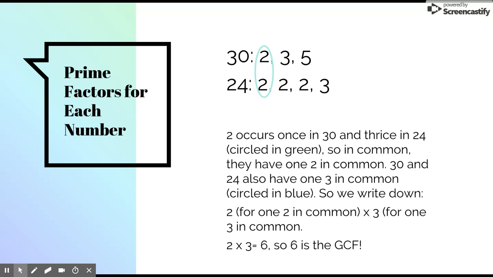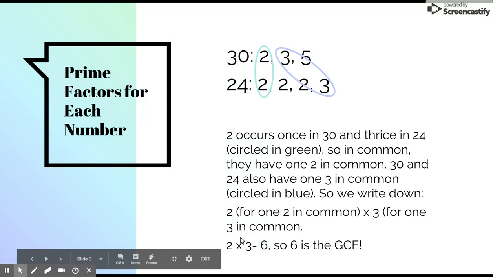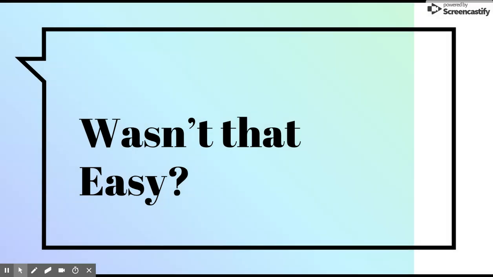So I've circled that. And 30 and 24 also have one 3 in common, which I've circled. So this is what we write down: 2 for the one 2 in common, times 3 for the one 3 in common. And so we do that, and then we get 2 times 3, which is 6. So 6 is the GCF. So wasn't that pretty simple?